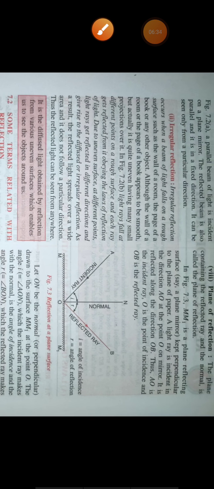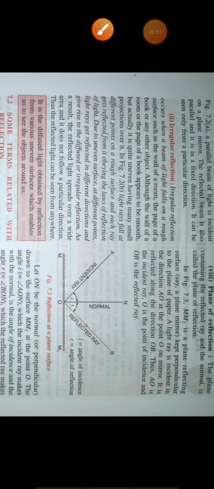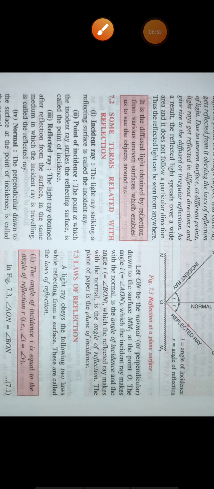This kind of irregular reflection is also called diffused reflection. It is the diffused light obtained by reflection from various uneven surfaces, which enables us to see the objects around us. So this irregular reflection helps us to see the objects around us.